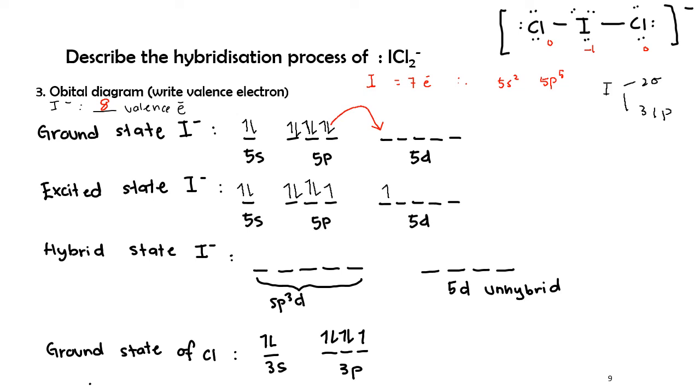Okay, so you will have 3 lone pairs and 2 sigma bonds here, and then the hybrid state of I minus. So just rewrite the hybrid that you predicted before this, and all of them will be sp3d hybrid orbitals, and then the unhybrid will be this, the one that is left empty. And then for chlorine, the ground state of chlorine will be 3s2 3p5.